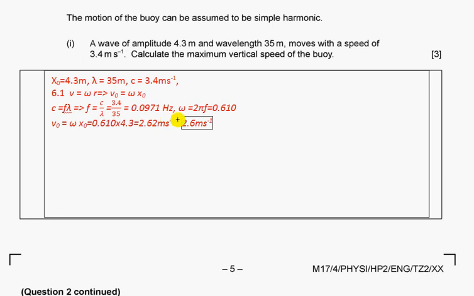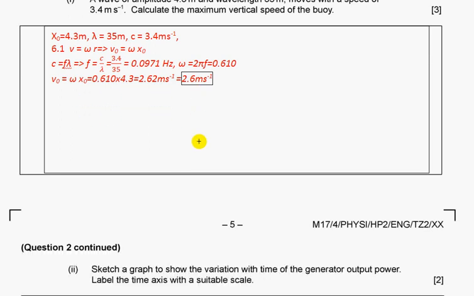This means that the angular speed for cyclic motion, simple harmonic motion, is 2 pi f, and this is in radians per second. Then we multiply the angular speed that we found by the amplitude of the wave, and we get the speed to two significant figures.